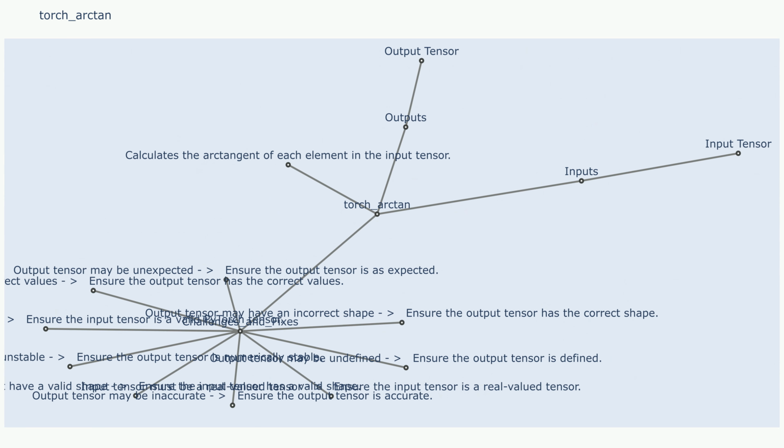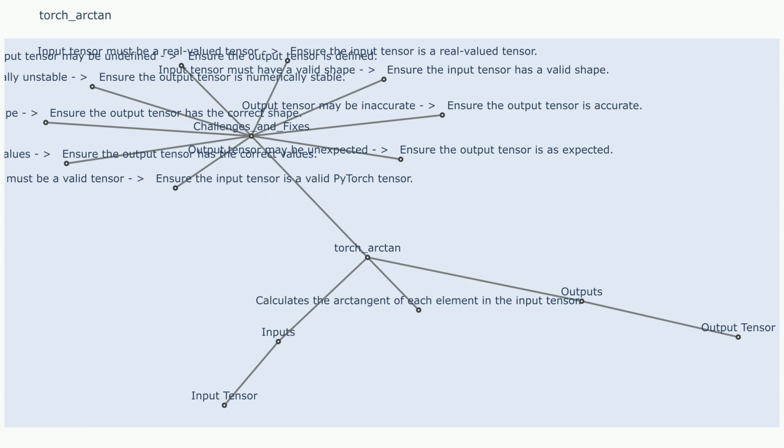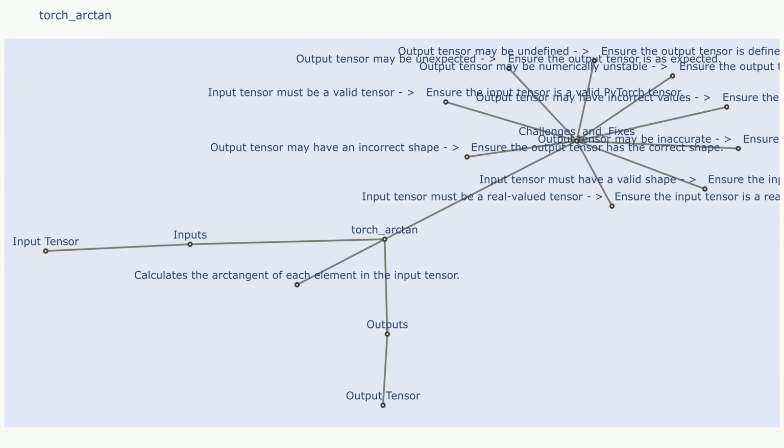Sample use case that resulted in challenge 2. Input torch tensor float 'inf', float 1j. Fixes to challenge 2. Ensure that the input tensor contains only real numbers that are defined for the arctangent function. For example, input torch tensor 1.0, 2.0, 3.0.